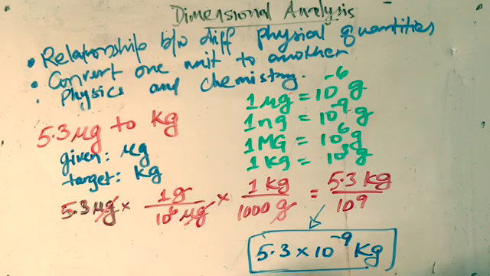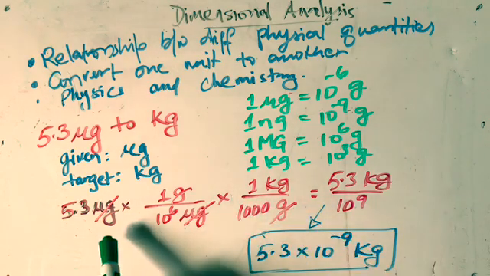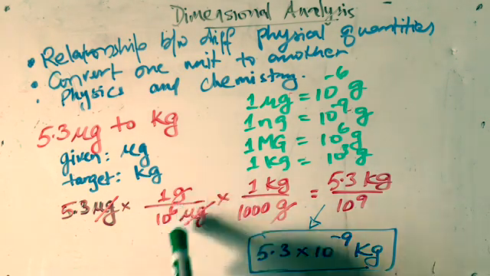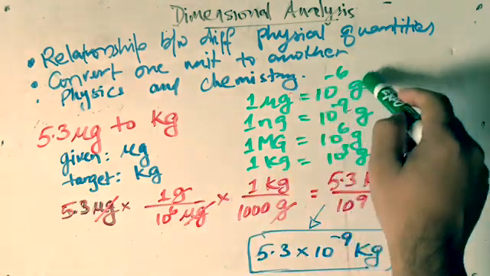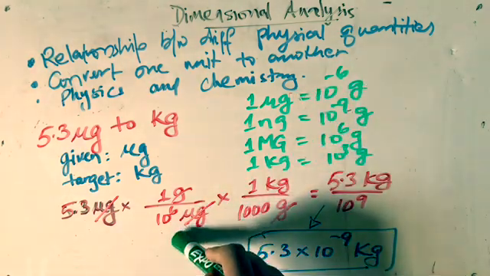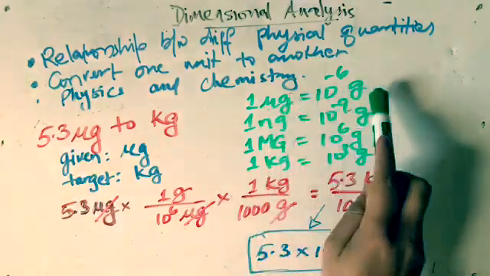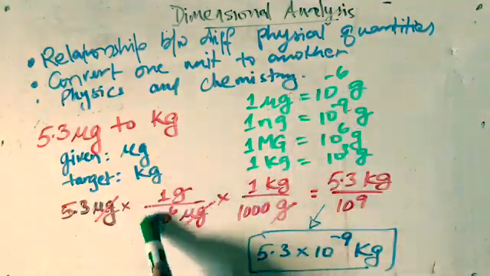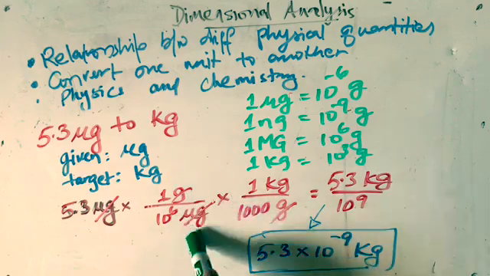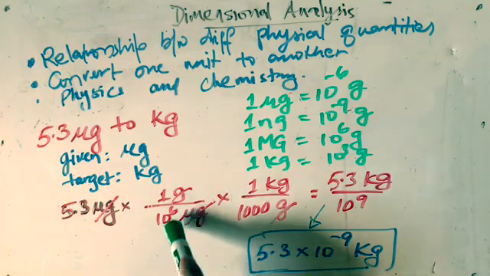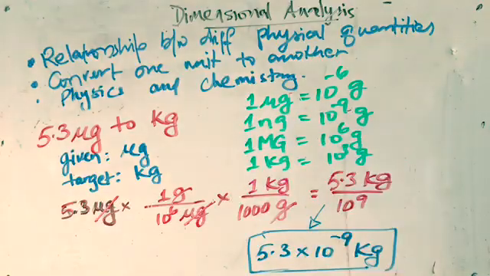Now, do not get confused here. When I convert from micrograms to gram, I did not use negative 6 because this one and this one are slightly different. This one is going from 1 microgram to a gram. This one I'm writing the conversion as 1 gram to a microgram. So that's why the exponent doesn't have a negative. It's still the same thing.